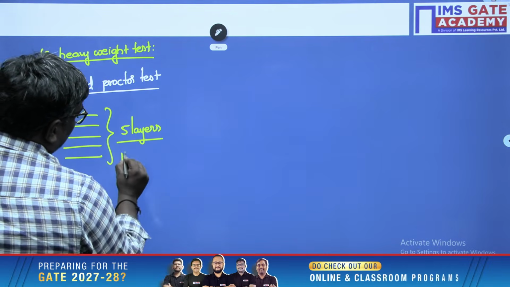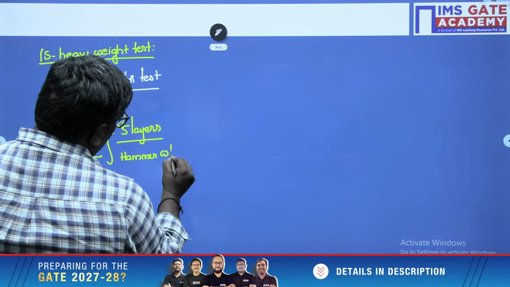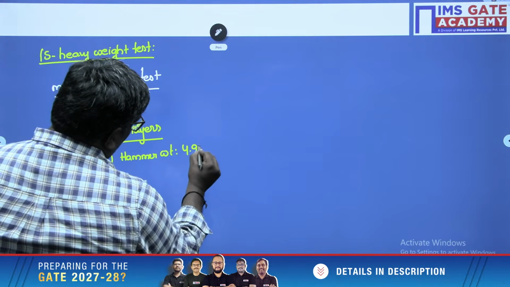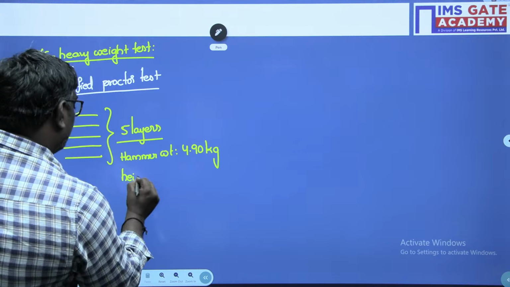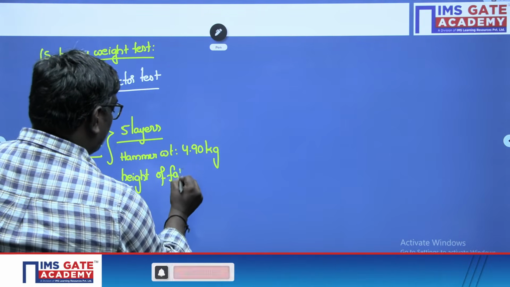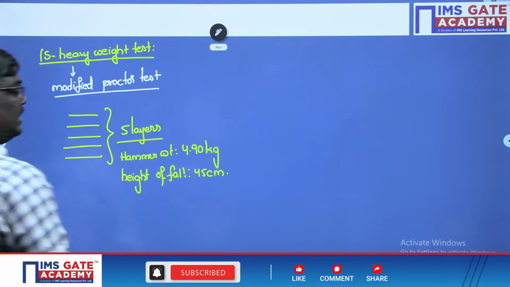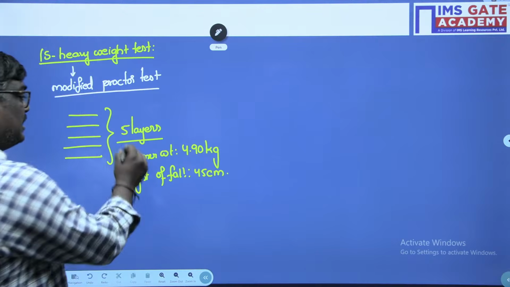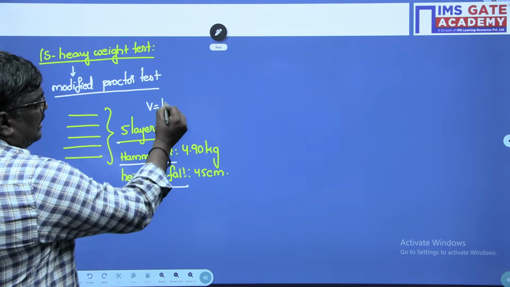And hammer weight is how much, my dear students, here? Hammer weight is 4.90 kg. Height of fall, if I consider, is 45 centimeter. So soil is arranged in 5 layers, hammer weight 4.9. Now here also the volume is 1 liter.